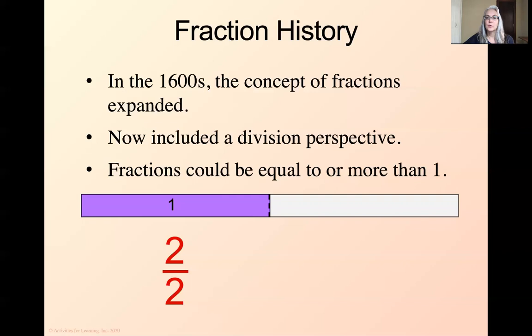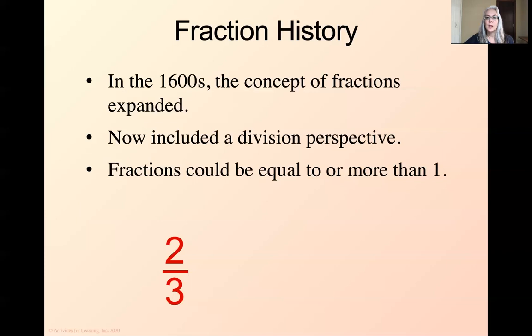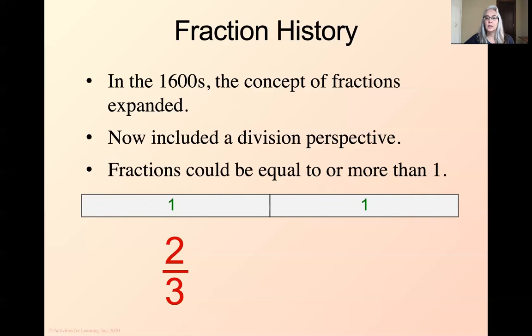Let me go back and do this again real quick. So here I have 2. I'm going to divide it into 2 equal pieces. I have the division perspective. 2 divided into 2 equal pieces is 1. What if I have 2/3? Here's my 2, divided into 3 equal pieces, and it would be this. Now let's see how that's related to the 2/3 that we often think of. Here I have 1 broken into 3 equal pieces. I have 2 out of the 3 colored, or 2/3. It's a different way of looking at it.